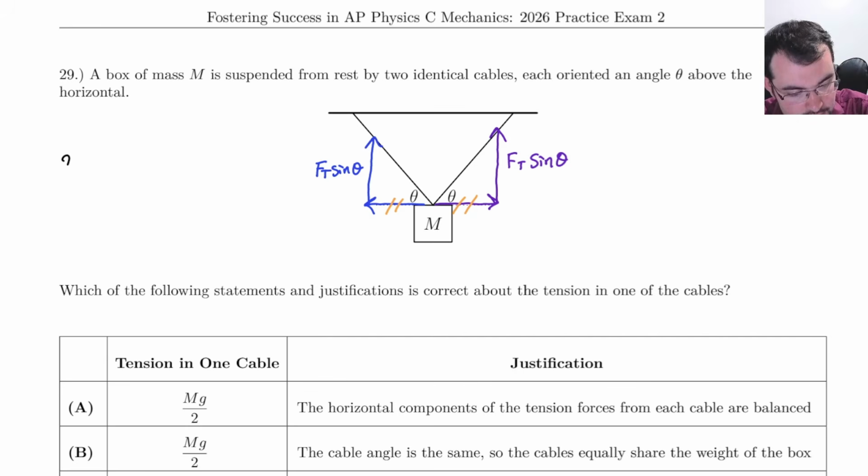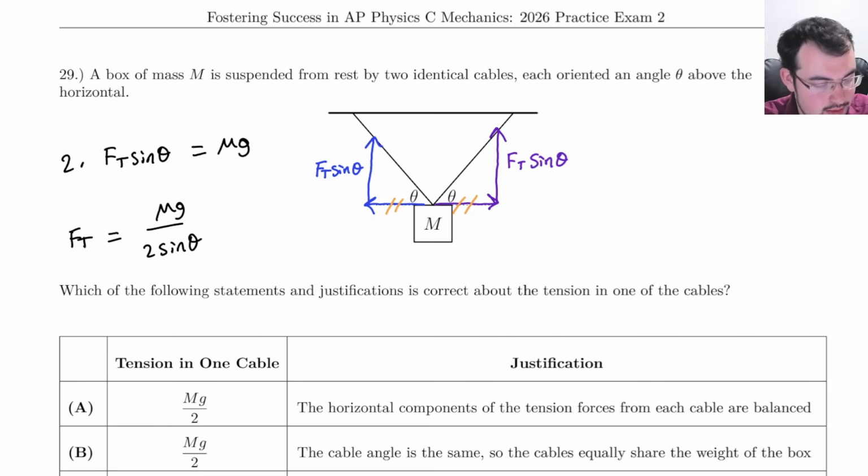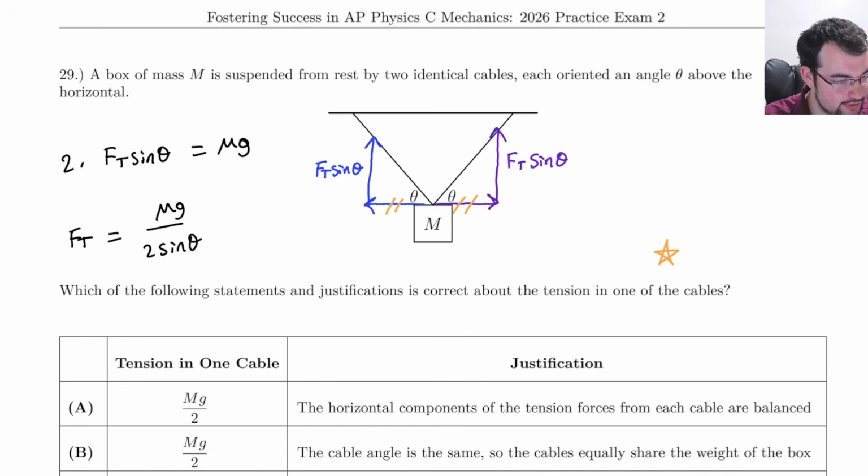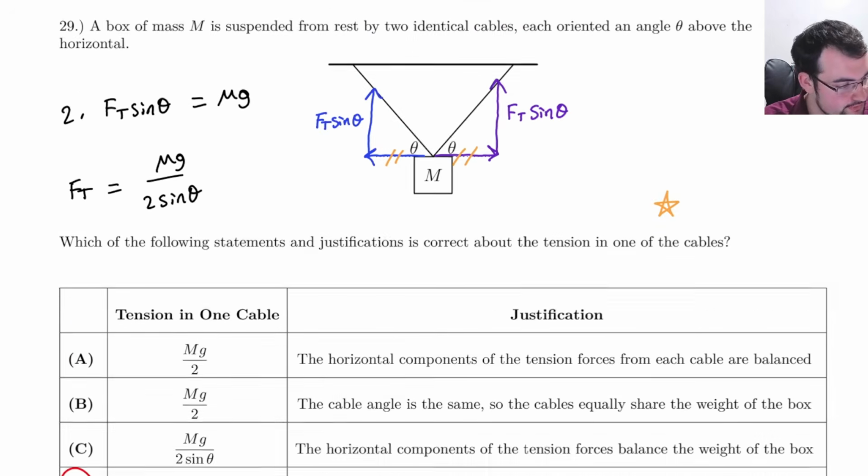So we see that 2 copies of FT sine theta must balance the gravitational force. So FT would be mg over 2 sine theta. And that's answer choice D. I did deem this 1 star because I thought the justification would kind of give it away. And once you saw it was a component problem, that kind of narrowed it down, and you could see that it's really the vertical components that are doing stuff.